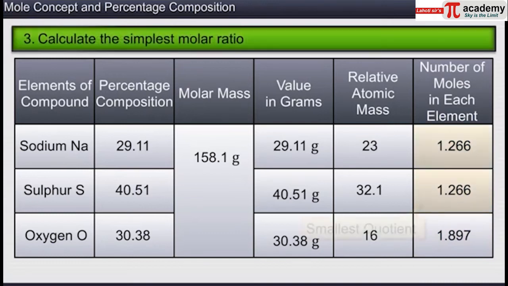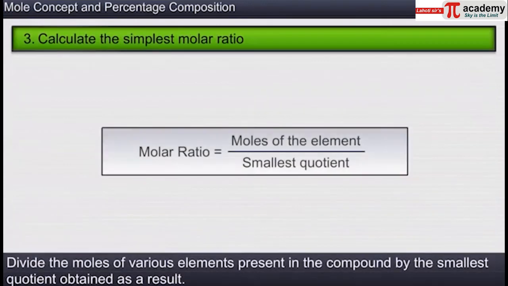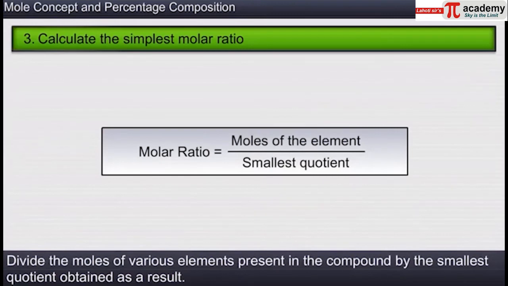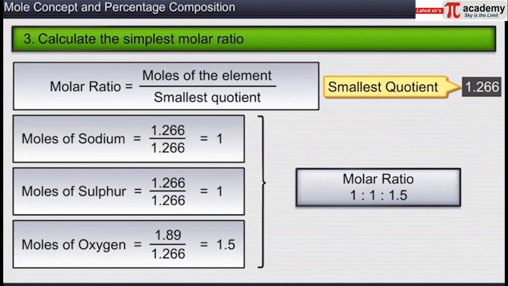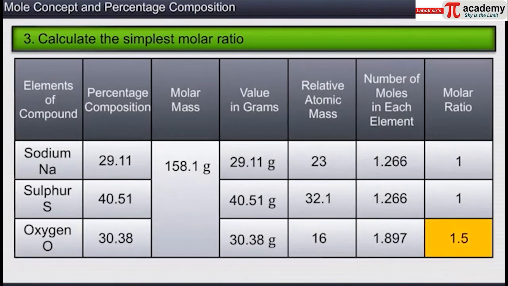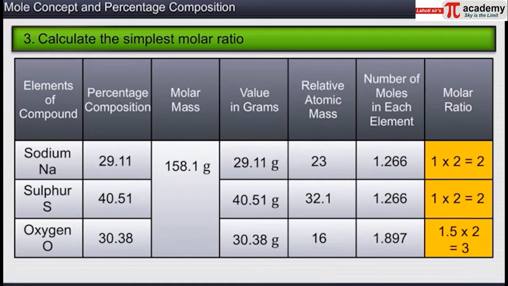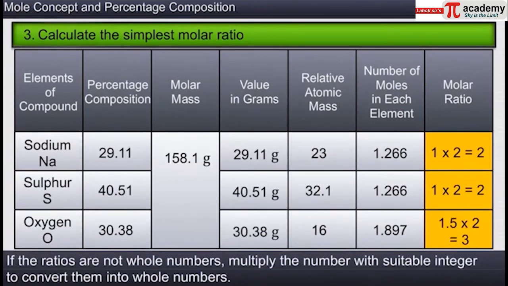Next, calculate the simplest molar ratio. Divide the moles of various elements present in the compound by the smallest quotient obtained as a result. This gives the simplest molar ratio as 1:1:1.5. If the ratios are not whole numbers, then multiply the numbers with a suitable integer to convert them into whole numbers. In this case, if we multiply all values by 2, we get all ratios as whole numbers. That is, 2:2:3.